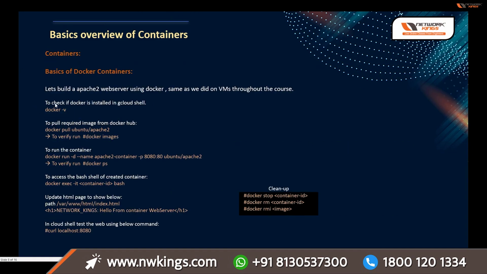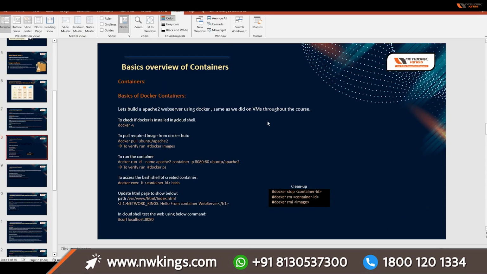So containers. Let's build an Apache 2 web server using Docker, same as we did on VM. Since we are already running this course, we mostly use VMs, but today we will discuss how to create an Apache 2 web server using Docker. So let's start that. Okay, so now we will start our lab. We'll build an Apache 2 web server using Docker.